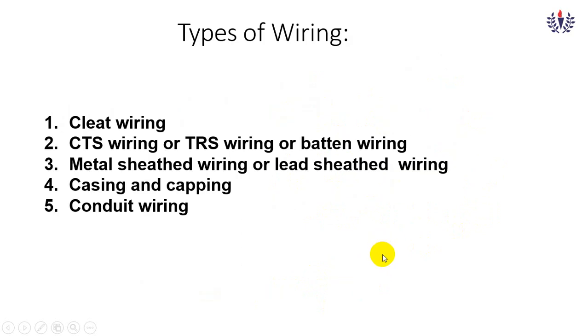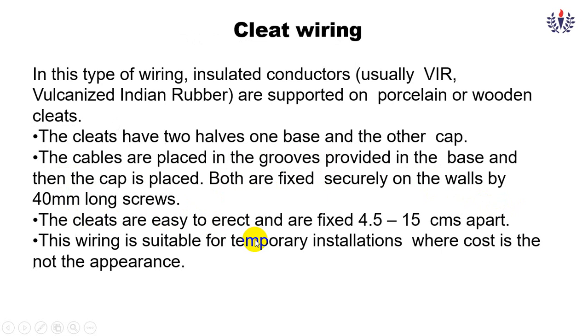Generally, according to construction, how are we classifying the wiring? One is the cleat wiring. Second one is CTS or TRS wiring or batten wiring. The full form we will see there. Then metal sheathed wiring or lead sheathed wiring. Next one is casing and capping. Next one is the conduit wiring. So first we are going to see cleat wiring.